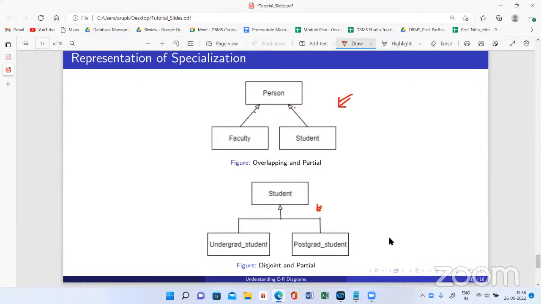But in a disjoint relationship, a student has to be either an undergraduate student or a postgraduate student. A student cannot be both together, right? A student cannot be both together. That's also disjoint. This is called disjoint.